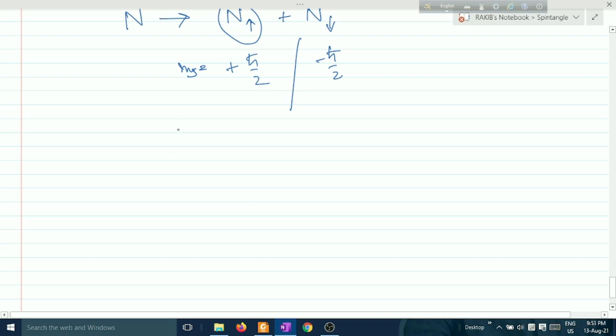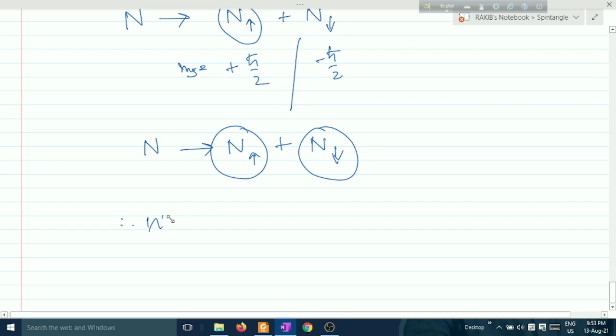Say this is statistically treated that N particles have N up particles and N down particles. Therefore there is a binomial type relation. Therefore the number of microstates will be what? The number of microstates when N up particles are chosen from N particles.